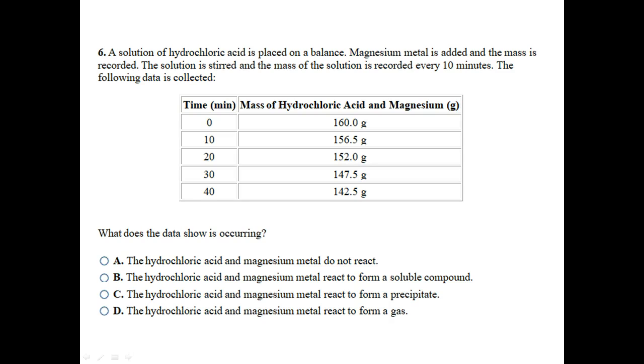A. The hydrochloric acid and magnesium metal do not react. B. The hydrochloric acid and magnesium metal react to form a soluble compound. C. The hydrochloric acid and magnesium metal react to form a precipitate. Or D. The hydrochloric acid and magnesium metal react to form a gas.